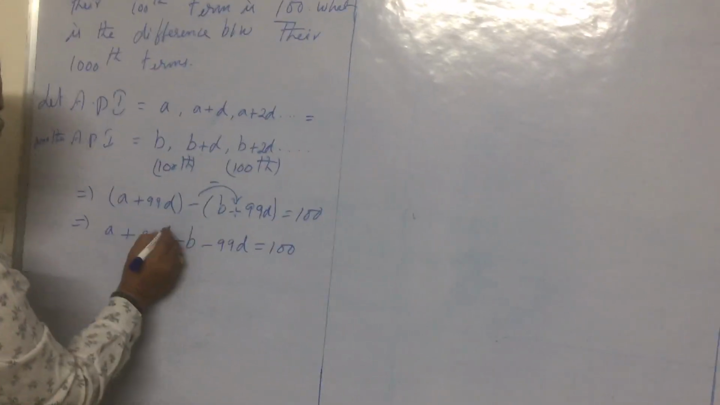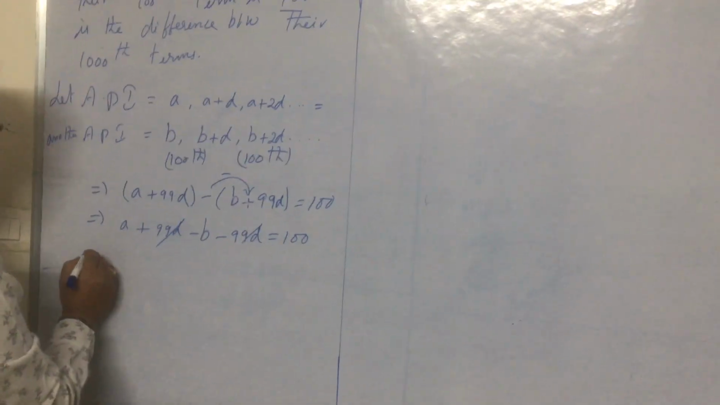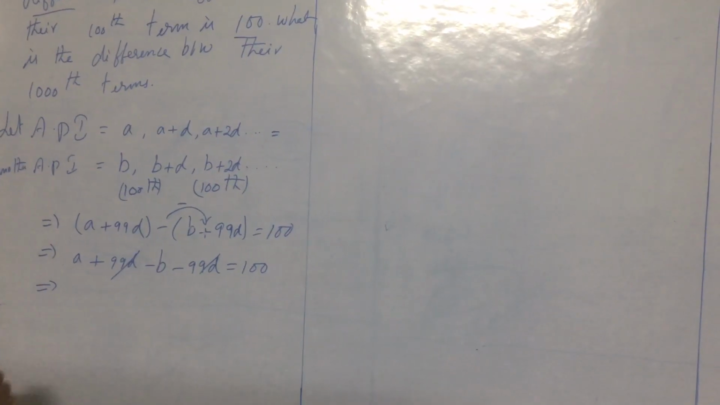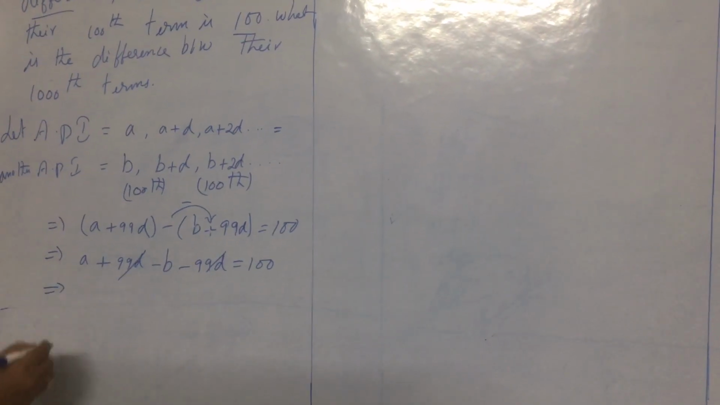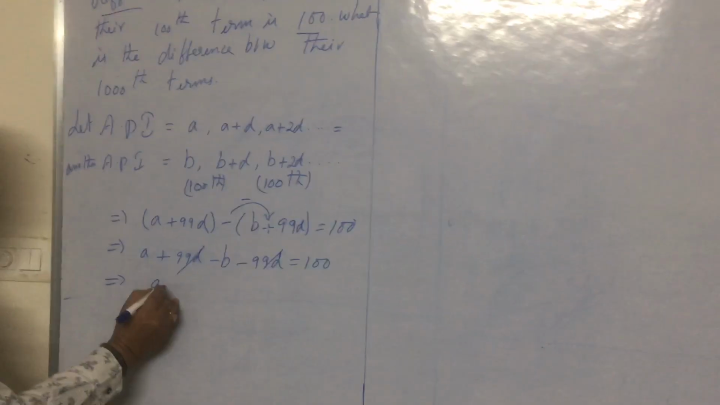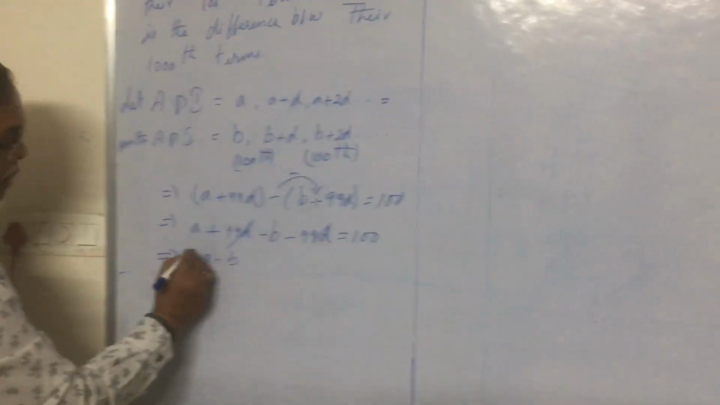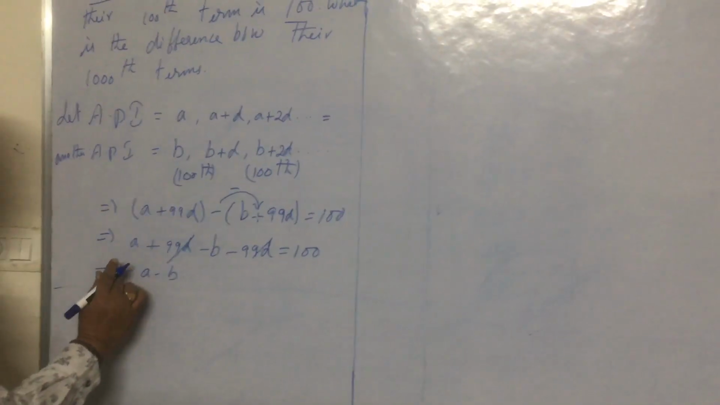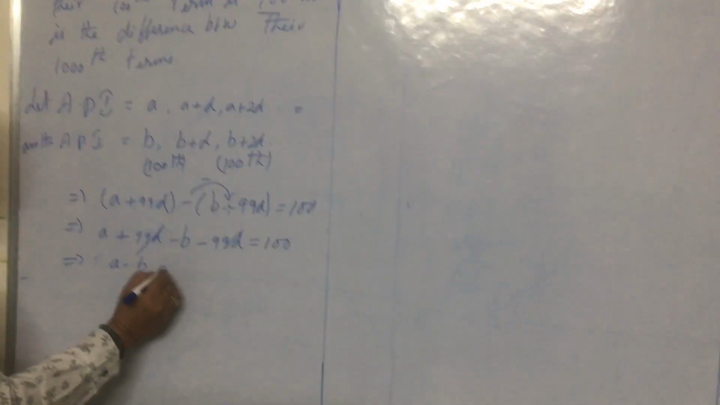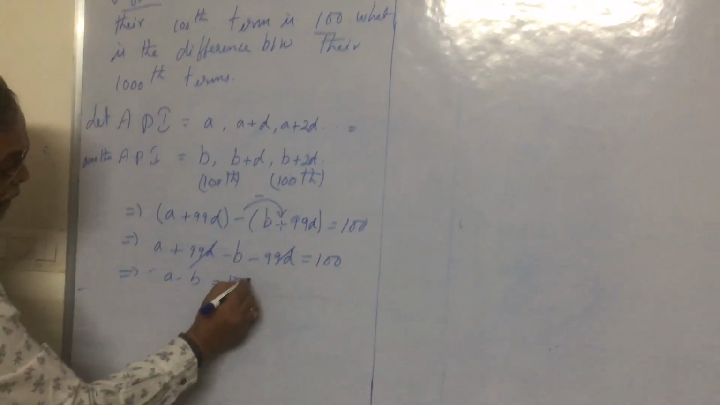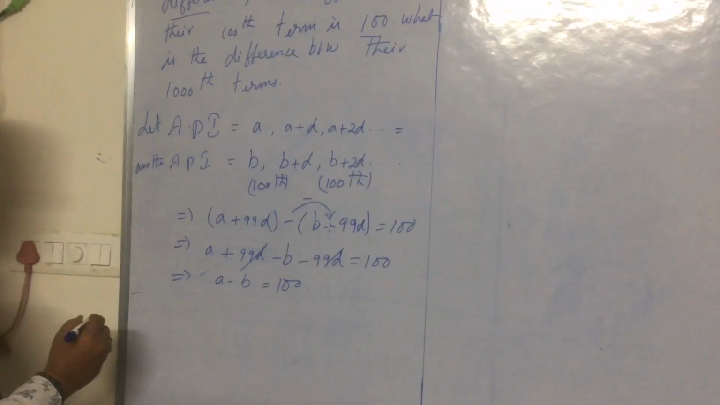Then 99D is cancelled, and we get A minus B is equal to 100. A minus B is equal to 100. Next one, in the same way, similarly.